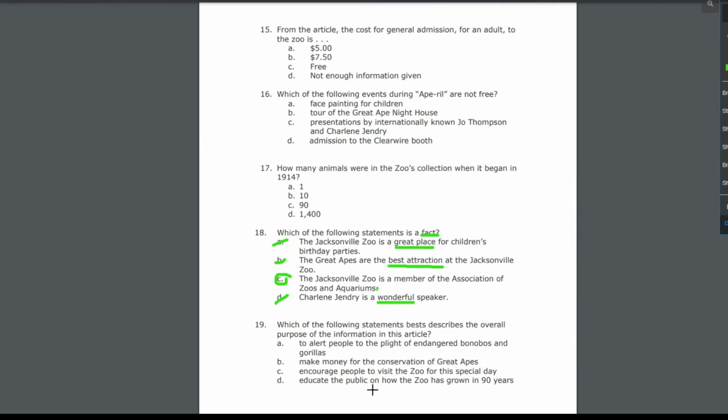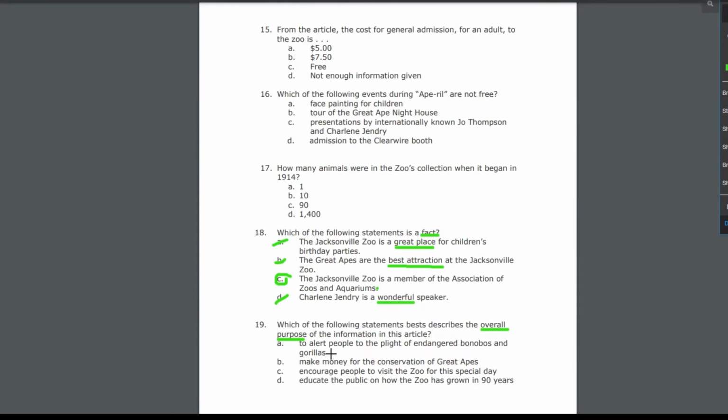All right, if we look at number 19, it says, which of the following statements best describes the overall purpose of the information in the article? So when they say overall, that's the general main reason why they did it. They want to see if you can decipher between the details, the smaller things that were added, versus the main reason why they would actually write this particular article. So you want to look at things like the title, and then you also want to look at the actual information that is given. So it says A, to alert people to the plight of endangered bonobos and gorillas.